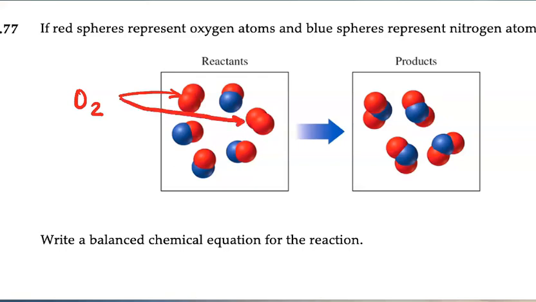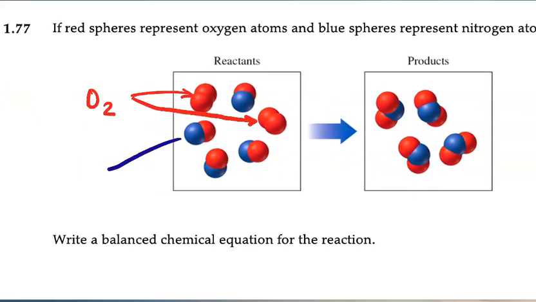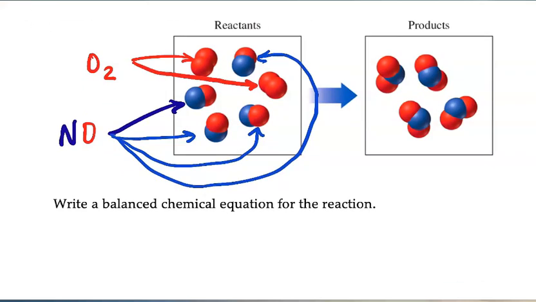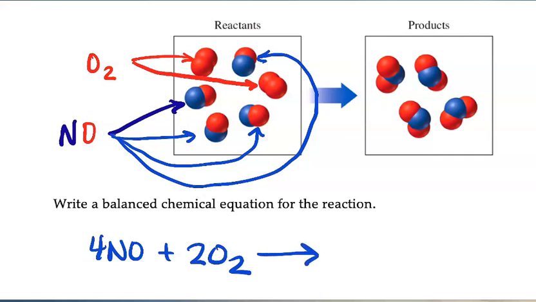And then it's telling me if I have a blue sphere, that's a nitrogen. So what I see here is a blue and a red. So I have NO there, right? You could make that one red if you want, right? NO. Okay, so how many of those do I have? Well, I've got that one, and that one, and that one. So how many do I have? I have 4 NO plus I have 2 O2. Okay, and that's going to go to our product.